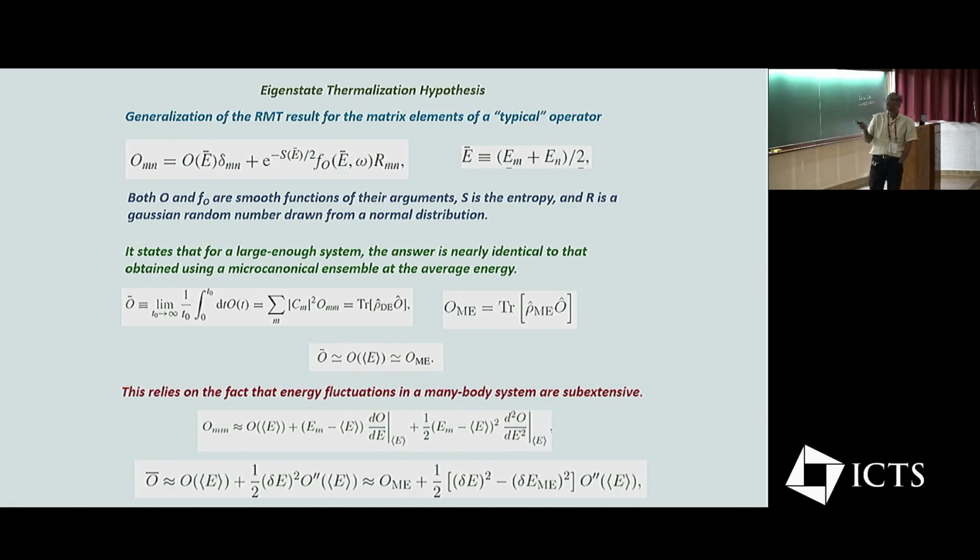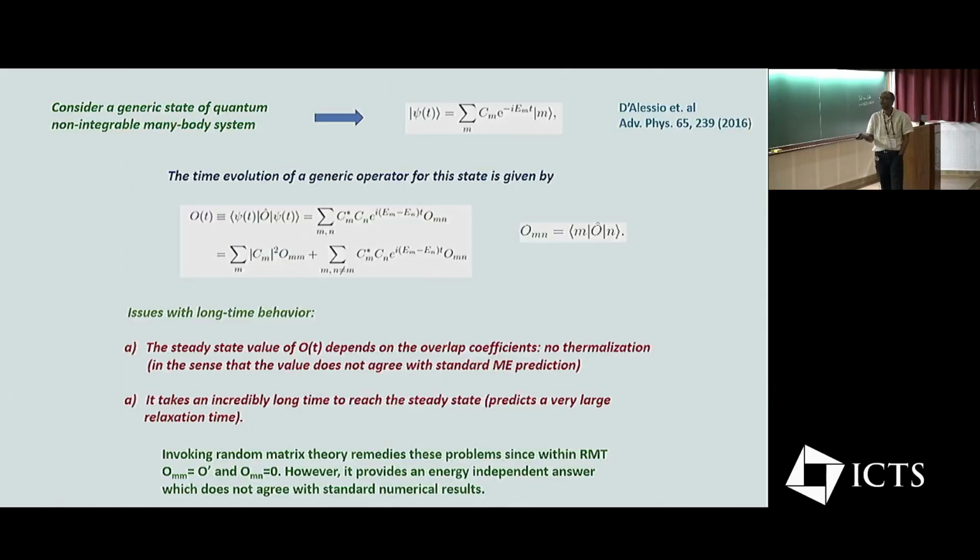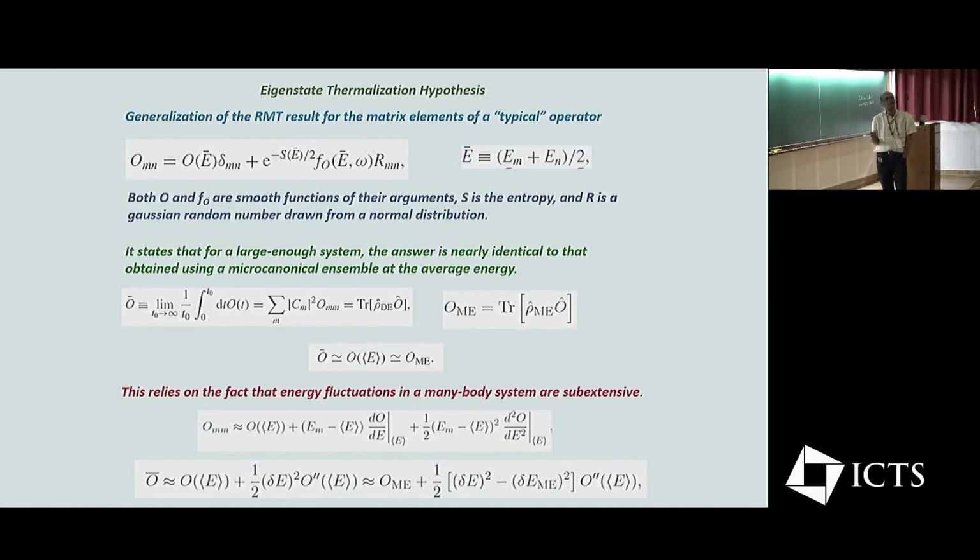The diagonal elements depend on some average energy, and the off-diagonal elements are essentially suppressed by this entropy factor, which is extensive. And I'm not going to get into the details of this, but once you put this in and calculate this long time average, you see that everything is fine. And relying on the fact that energy fluctuations in a many-body system are sub-extensive, one can show that this goes to a diagonal ensemble, which is basically the same as the microcanonical ensemble, because the difference is just some energy fluctuation terms which are sub-extensive. This can be done, and this review article by D'Alessio, Polkovnikov and Marcus Rigol explains it very well.